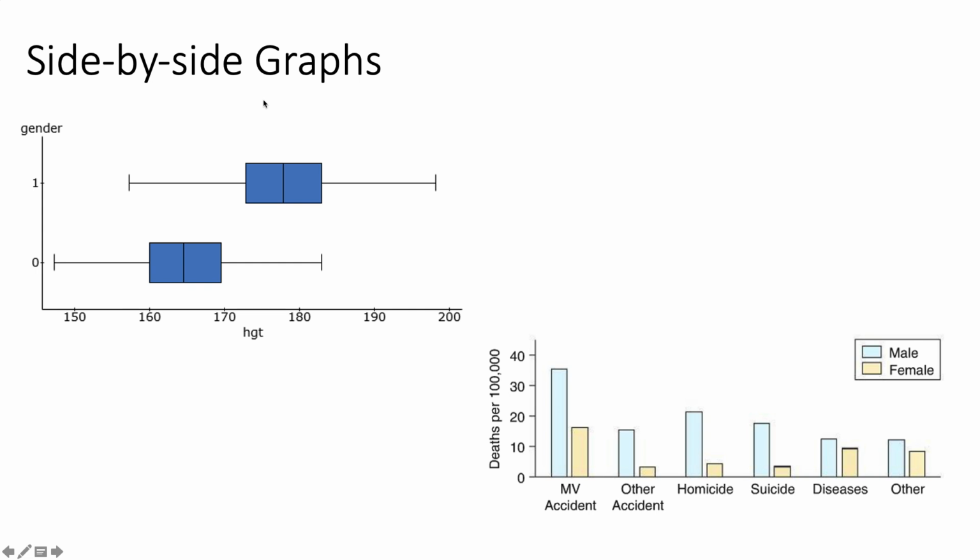If your data is perhaps separated by gender or other categories, maybe level of education or hometown, for example, you can display side-by-side graphs to help illustrate the differences in the distributions according to those categories. So here we've got side-by-side box plots, which we'll talk about in the next chapter, on your top left of the screen. And on the bottom right, we've got some side-by-side bar charts.